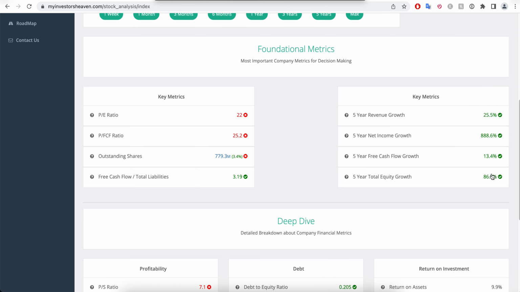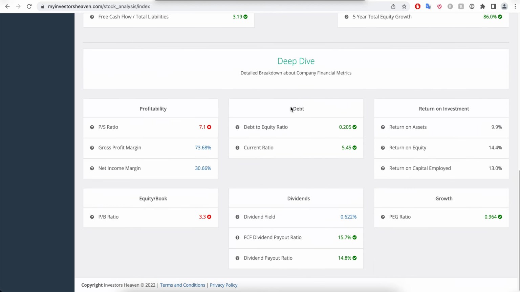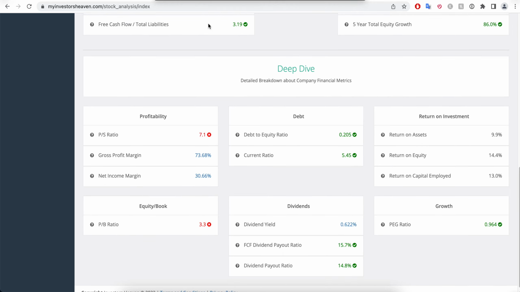The 5-year total equity growth is at 86% without the company issuing insane amounts of shares, although they did issue a little bit. The debt to equity ratio is pretty low as well. We could guess that based on the free cash flow to total liabilities, but even in relation to equity, their debt is pretty cool here. Their current ratio is also very elevated, which means they have a lot of current assets compared to current liabilities, meaning they are very solvent for the next 12 months.